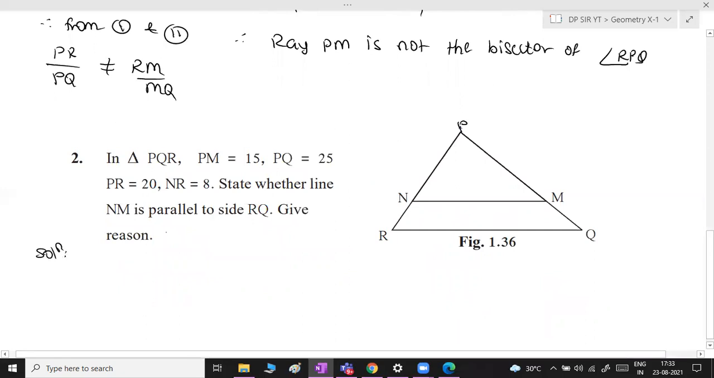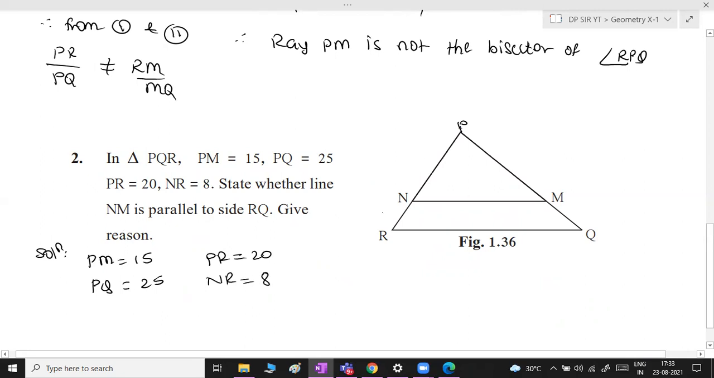The question is simple. Provided you start with the given part always, PM is equal to 15, PQ is equal to 25, PR is equal to 20, NR is equal to 8.